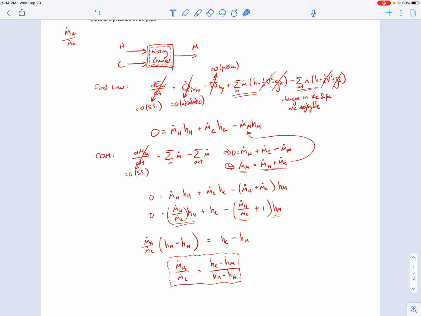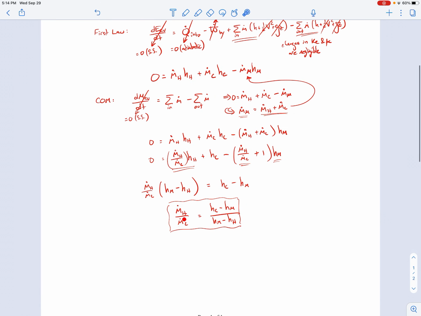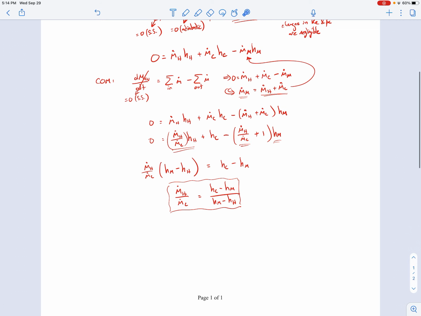We made use of conservation of mass that told us the mass flow rate going out is equal to the sum of the mass flow rates going in for steady state conditions, and then did some algebra to end up here. So now to find the ratio of mass flow rates, we just need to find the specific enthalpies of the different streams. So we can do that using thermodynamic property tables. And if you do that, we'll get the following.